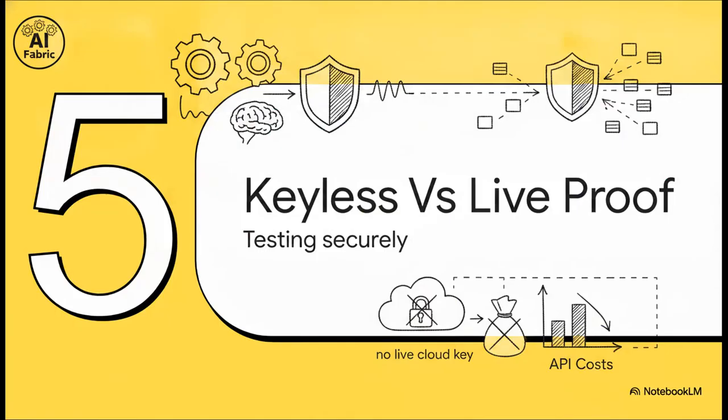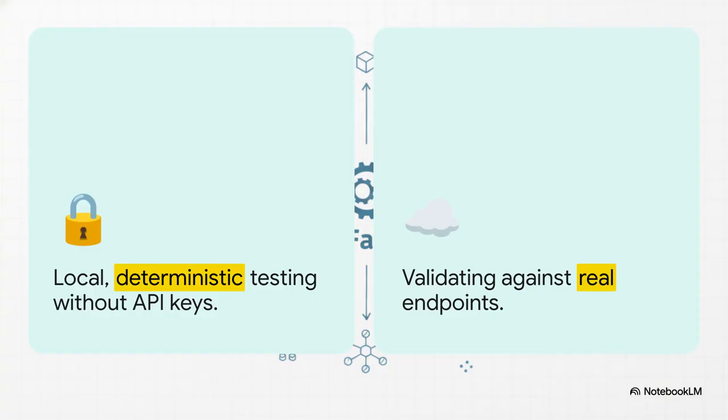Finally, we reach Section 5, Keyless versus Live Proof. How do we securely test this entire provider architecture? To do this safely and effectively, you actually need a two-pronged approach. First, you run deterministic keyless tests to prove the framework boundaries and security gates locally. By utilizing local ONNX embeddings and Lucene vectors, you can validate your entire indexing lifecycle, your semantic search, and your tenant filtering completely offline. That means you're not spending a single dime on API costs, and you aren't risking massive bills on CI/CD pipeline tests.